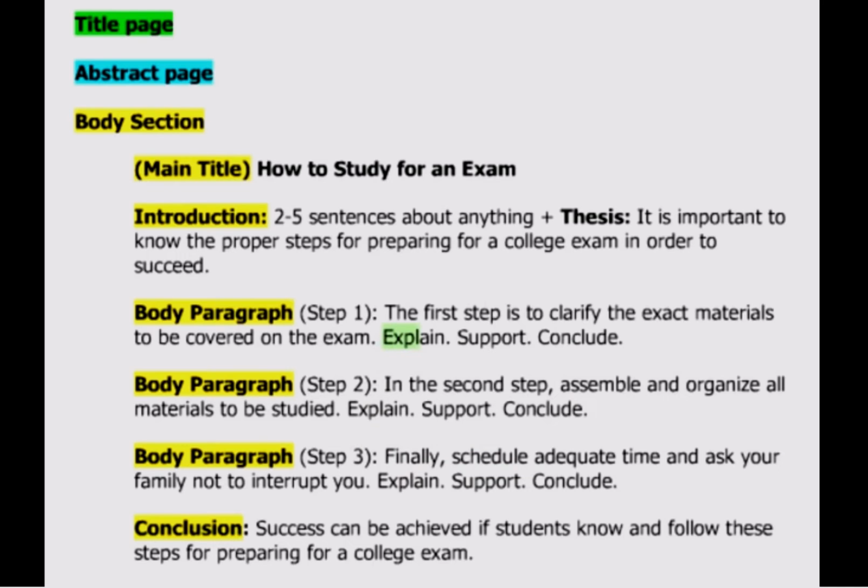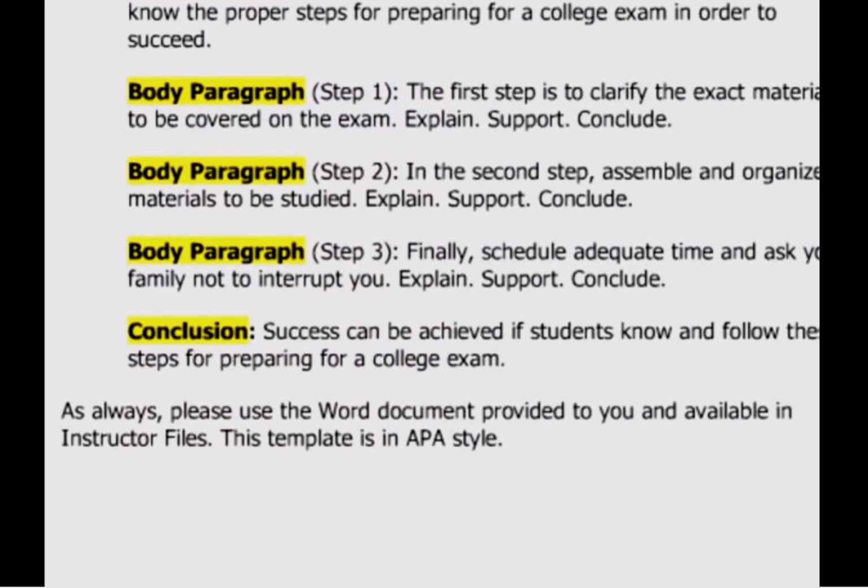And of course, you're going to continue with the rest of the formula for each of those body paragraphs. After you have stated the topic sentence, you then explain the topic sentence. You then support the topic sentence with 2 to 3 sentences. And then you conclude with a final statement. So there is an outline, and as usual, I have provided an APA template for you to use in instructor files. I'll bring up the model paper right now.